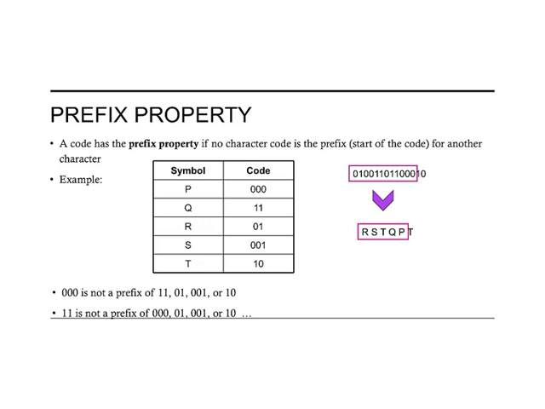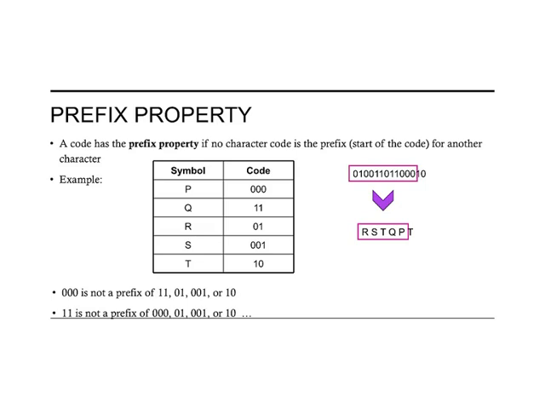We have the symbols P, Q, R, S, and T, and we have assigned the codes which are on the right. They are of variable length. You can see that there are some with length 3, and there are some others with length 2. So P is represented by 000, Q by 11, R by 01, S 001, and T 10. And we have a binary string on the right of the table, and we can translate that into the characters which are below.